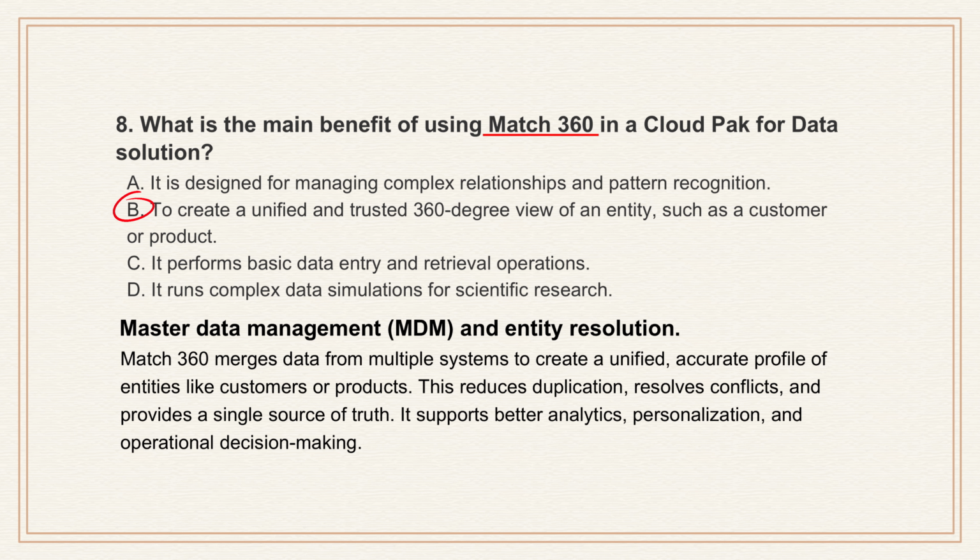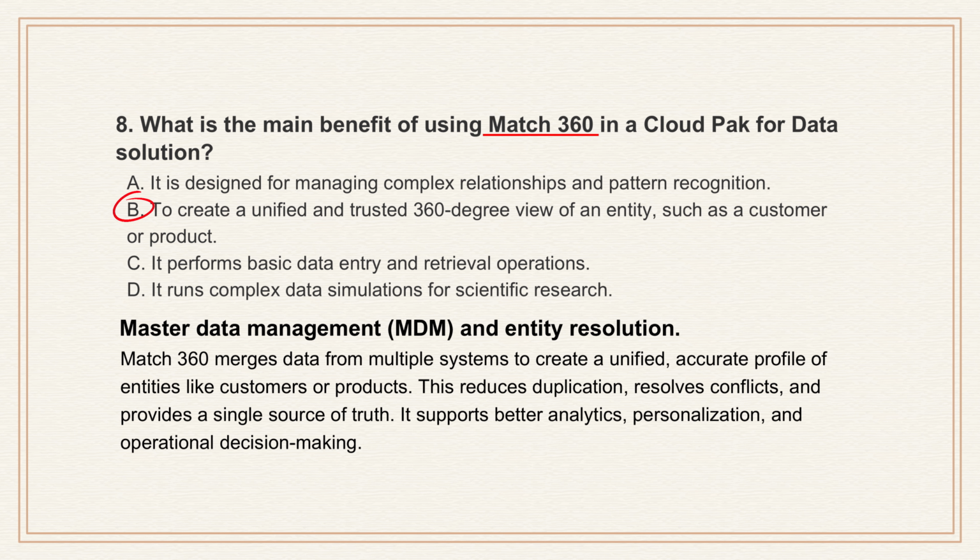Exactly. Breaking down data silos is key. And what's often underestimated, I think, is just how complex it can be to match records from different systems. They might have slightly different spellings, different formats, different IDs. Okay, this is messy data. Totally. Match 360 tackles that mess head on. And the result is significantly better analytics, much more personalized customer experiences, and just better, more consistent decision making across the whole business. That kind of unified view sounds incredibly powerful.